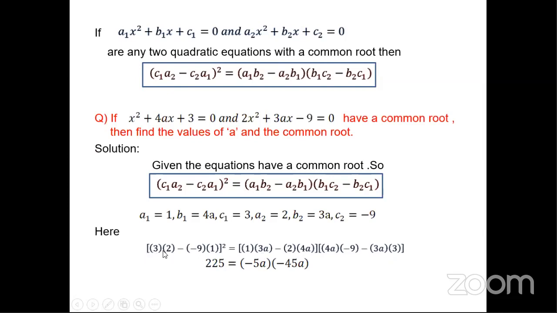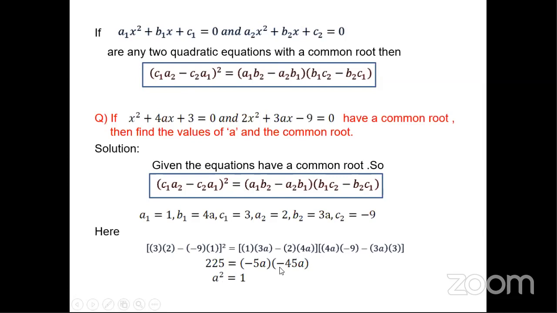Then 3 into 2, 6, minus into minus plus, 9 into 1 is 9. So 6 plus 9, which is nothing but 15. 15 whole square is nothing but 225. Then here you have 1 into 3a, which is 3a. 2 into 4a is nothing but 8a. 3a minus 8a is nothing but minus 5a. And in the next bracket you have 4a into minus 9, which is nothing but minus 36a, and 3 into 3a, 9a. So minus 36a plus 9a is minus 27a.